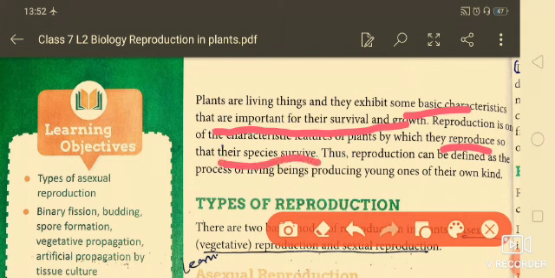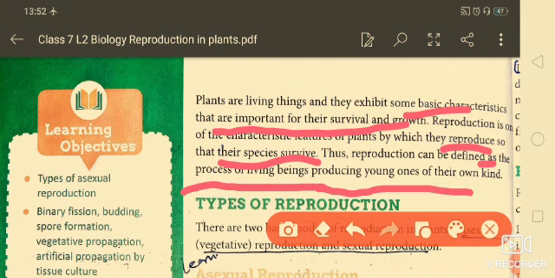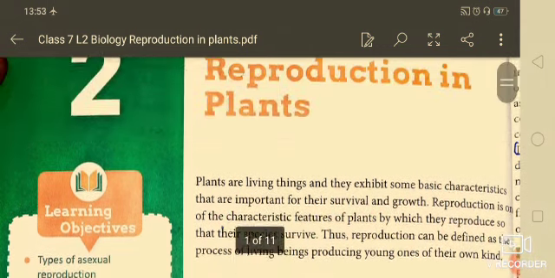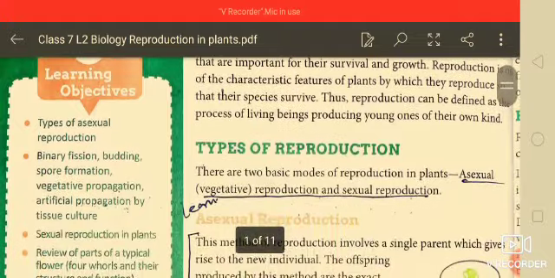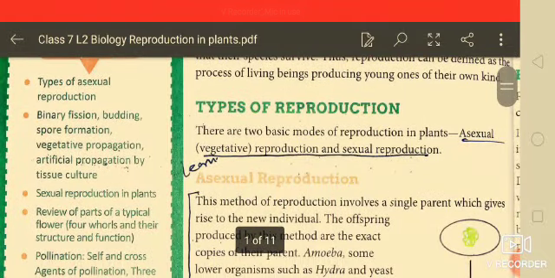Okay, and thus reproduction can be defined as, students, the process of living beings in which they produce young ones of their own kind. That means here in reproduction the organism will produce the young one and that young one will be similar to their parents.